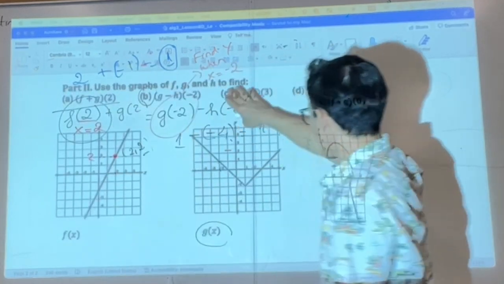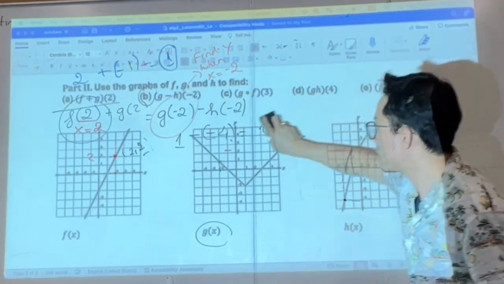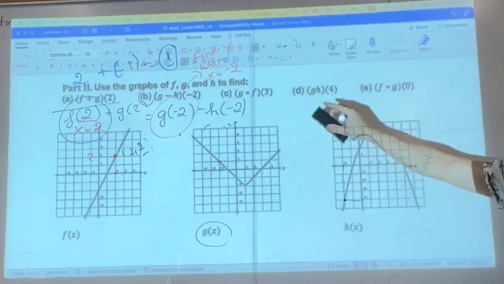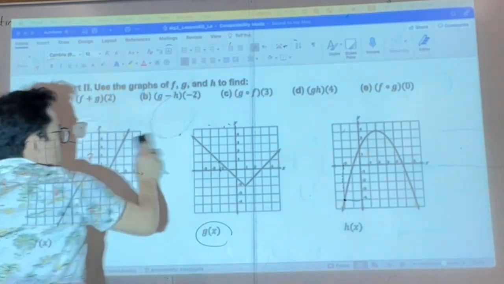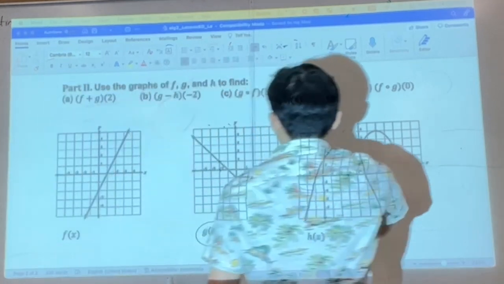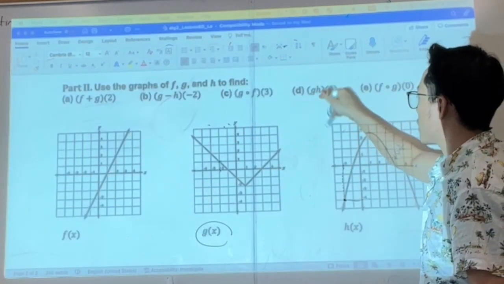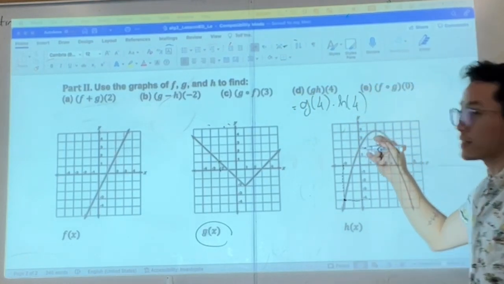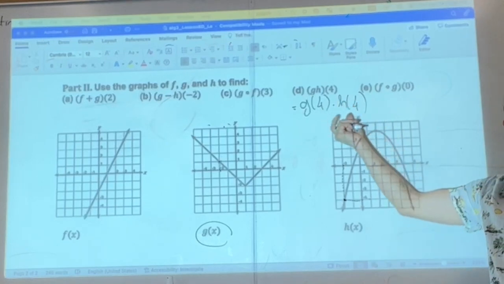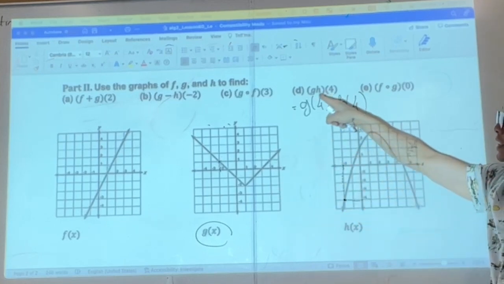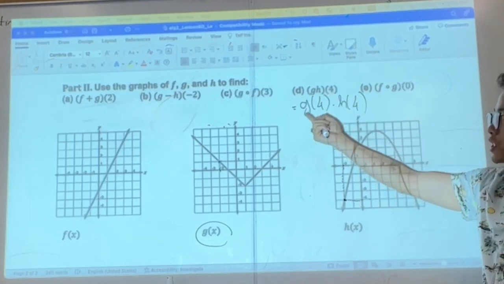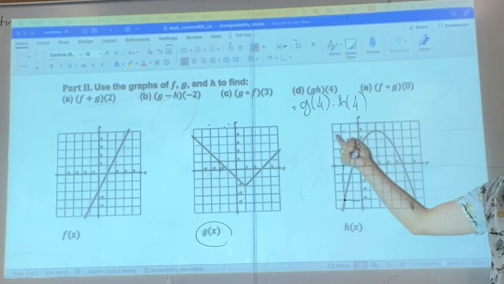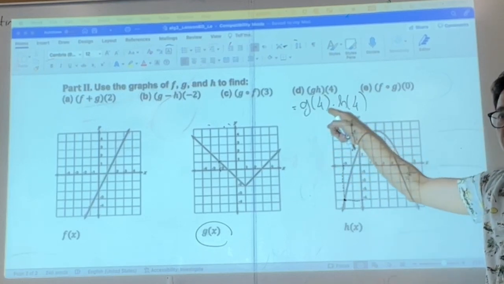Let's check this. Let's do the D. Okay. So that means just find the y when x equal to the number that you get. So g times h at 4, that means g at 4 times h at 4. Now, I just split them into two things so I can look at the graph. This is multiplication, right? G times h at 4. So I just split them into g of 4 and times h at 4. Now we're gonna find what is g of 4.